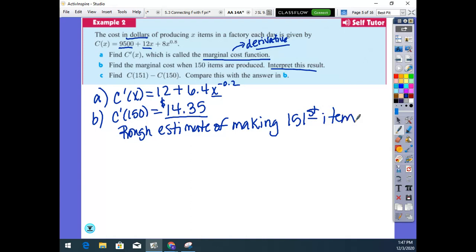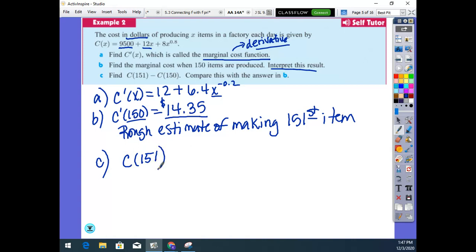So it takes so much to make all of our items. We made 150 of them. To make one more, it's going to cost $14.35 to make one more of these items. All right. So C is finding the exact value. What's the cost of making 151 exactly?